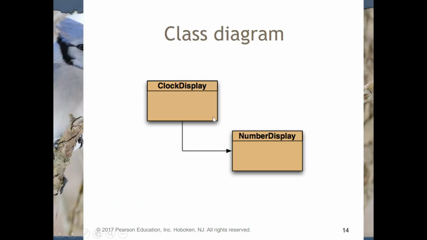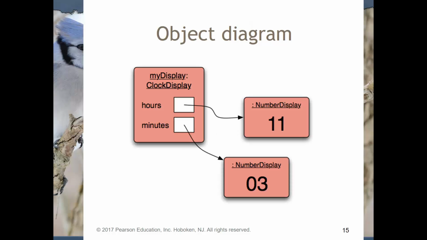It's up to you. Here's the sample class diagram. ClockDisplay uses NumberDisplay is what it's showing you here, and it uses it twice, but you would only show one arrow. Okay? Here's an object diagram. Remember, objects show you what's created in memory, so these are instances. So there's an instance of NumberDisplay and an instance of NumberDisplay. In this case, they didn't give you the name. Normally they would.